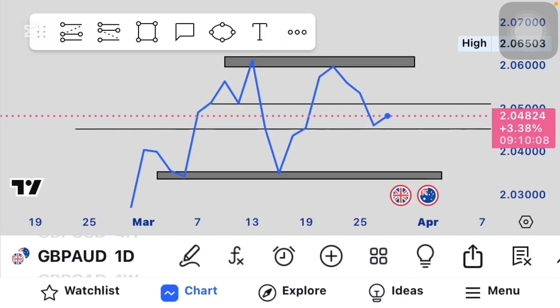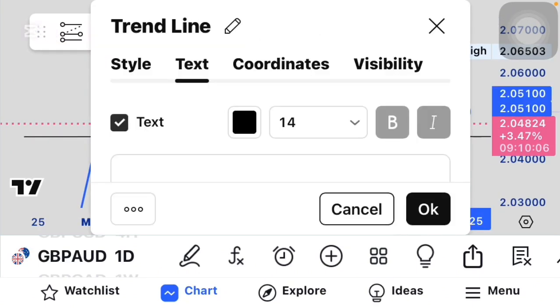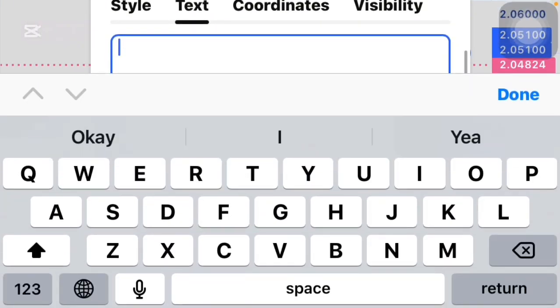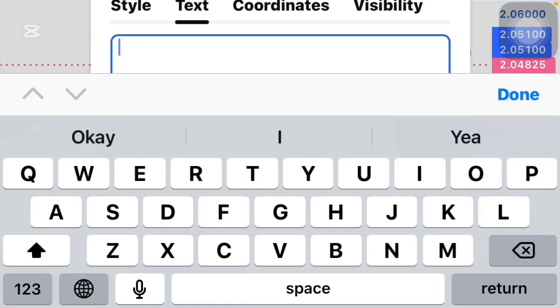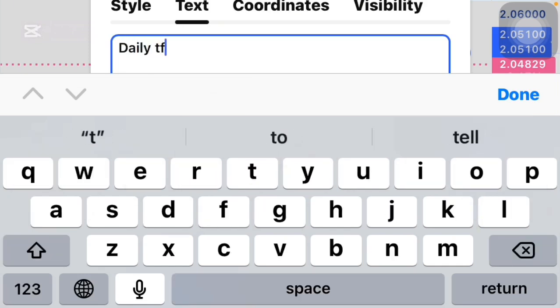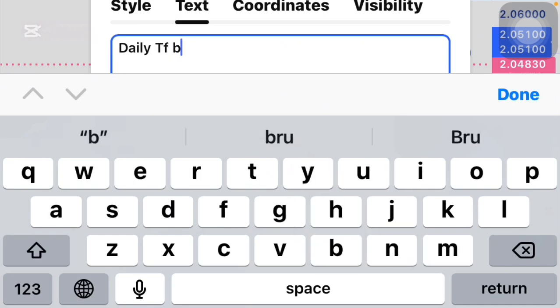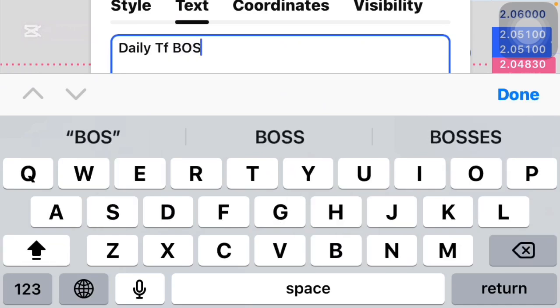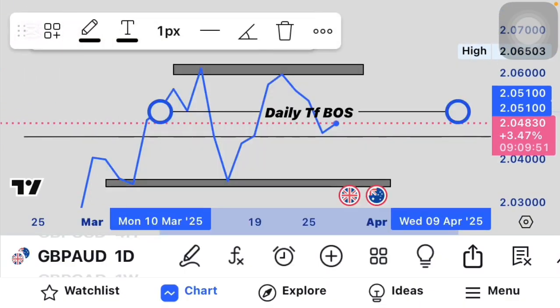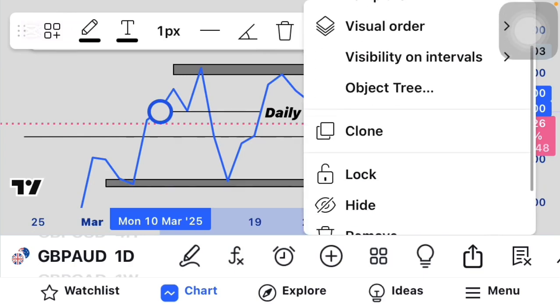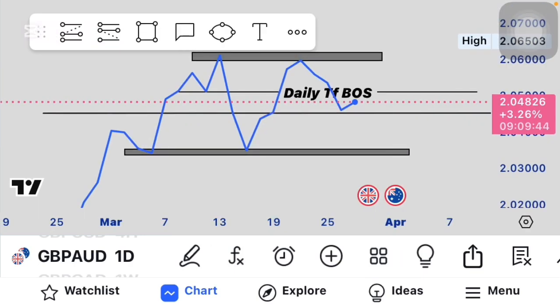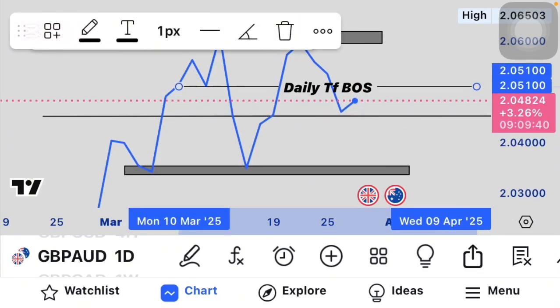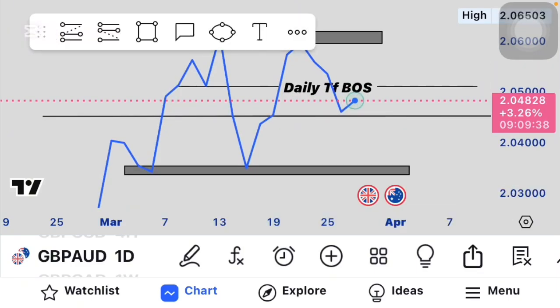So the daily time frame, this is what it is. So I'm going to write it here. So daily, so this is the daily TF. I'm going to call here the break of structure. So this is the break of structure on the daily time frame. I'll lock it. So this is the break of structure on the daily time frame, making the market bearish. And here you can see this is the current price of the GBPAUD.